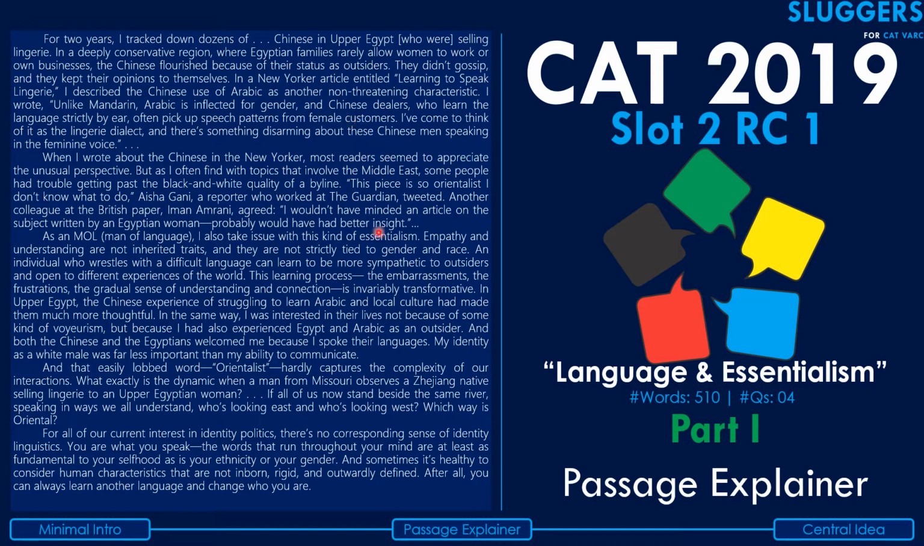In today's session, we'll be taking up the second RC of the culture and social sciences genre, which was asked in the second slot of your CAT exam in the year 2019. I've titled the RC as Language and Essentialism, number of words 510, for just 4 questions. So kind of a lengthy RC. And yeah, so let's start.